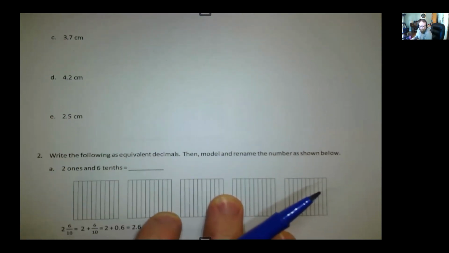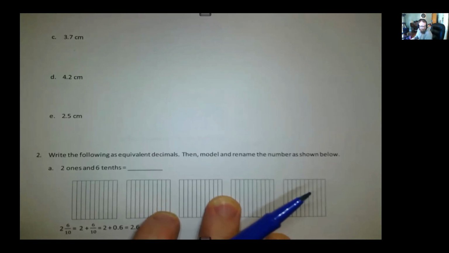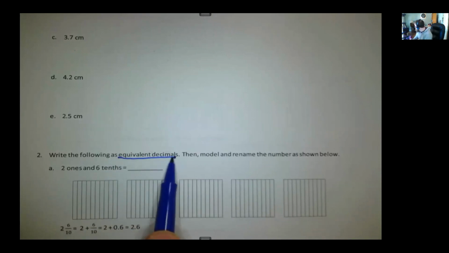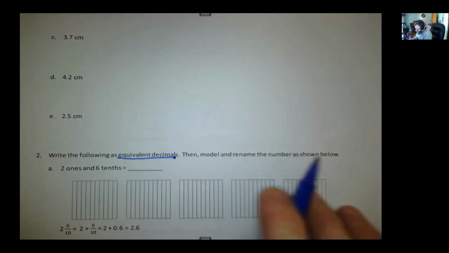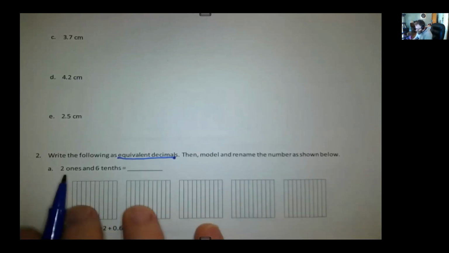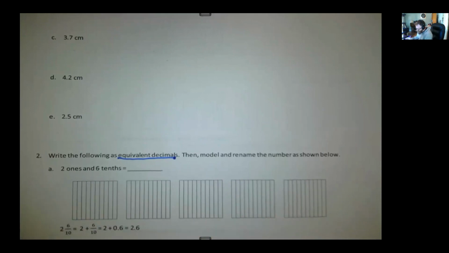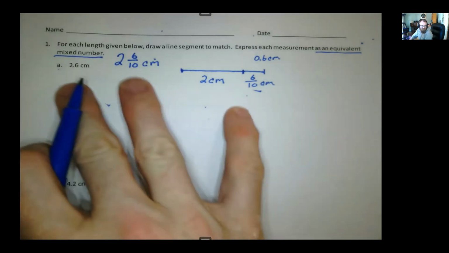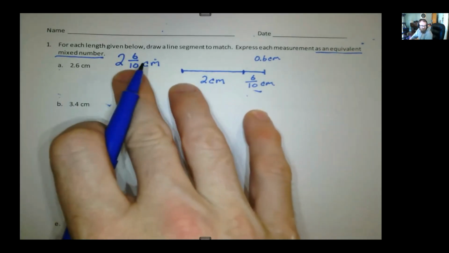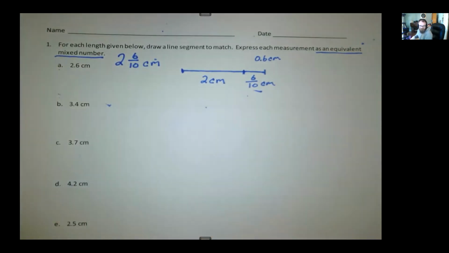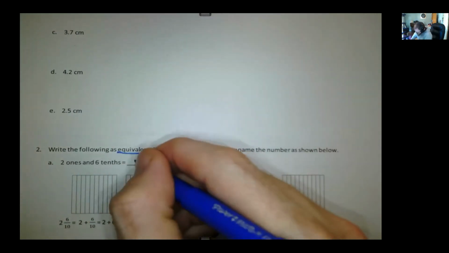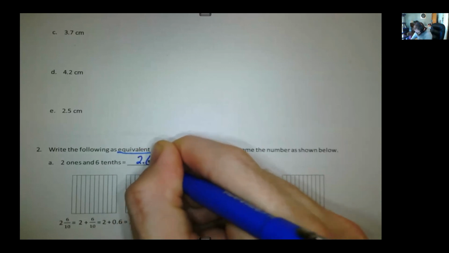Number 2 is another problem that you're going to see on your exit ticket. Write the following as equivalent decimals and then model and rename the numbers as shown below. 2 1s and 6/10 written as a decimal. What do you know? It's the same exact value from up here. 2 1s and 6/10. Showing it as a decimal here, it is 2 and 6/10.